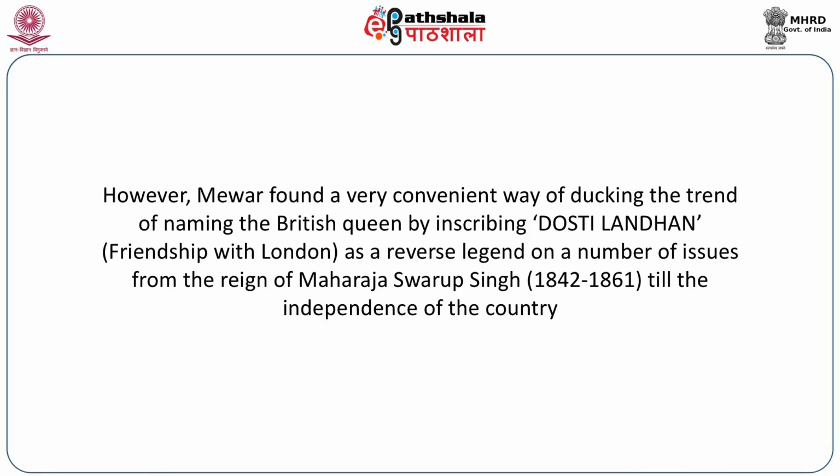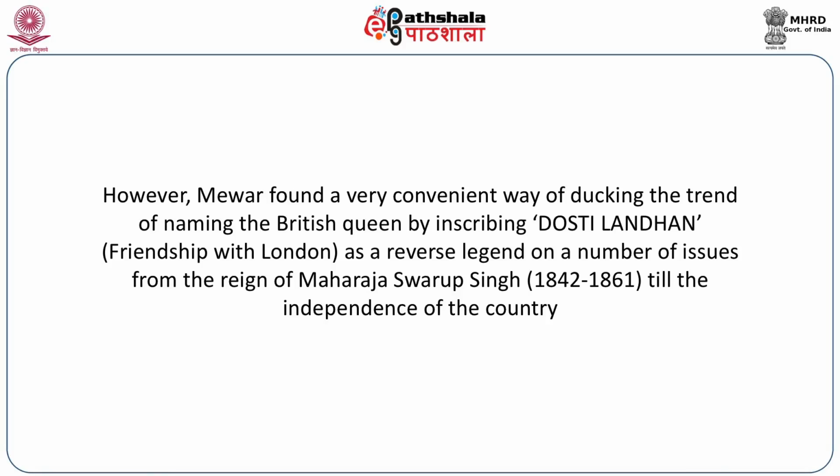This was the state of Mewar, a very rich, proud clan of Rajputs who had also opposed the Mughals. They inscribed coins with the simple legend in Devanagari, Dosti London, meaning friendship with London, as a reverse legend on all their coins after the rule of Maharaja Swarup Singh, who ruled from 1842 to 1861.